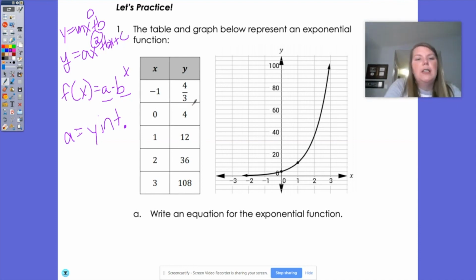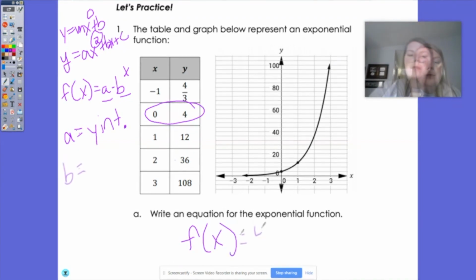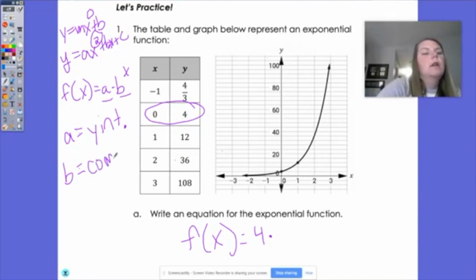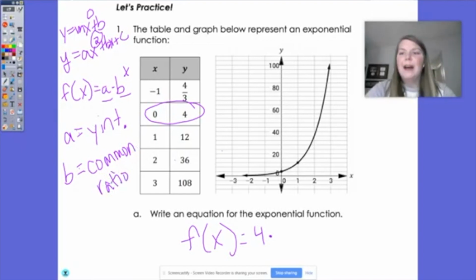Remember, our y-intercept is when our x value is 0. So in this case, our a value is going to be 4. Okay, and then we need to figure out that b value. So your b value is something we're going to call a common ratio. And what that means is, how are my y values changing?